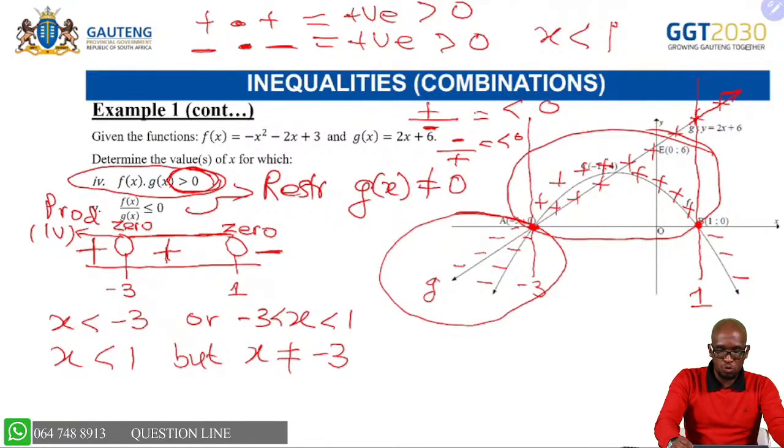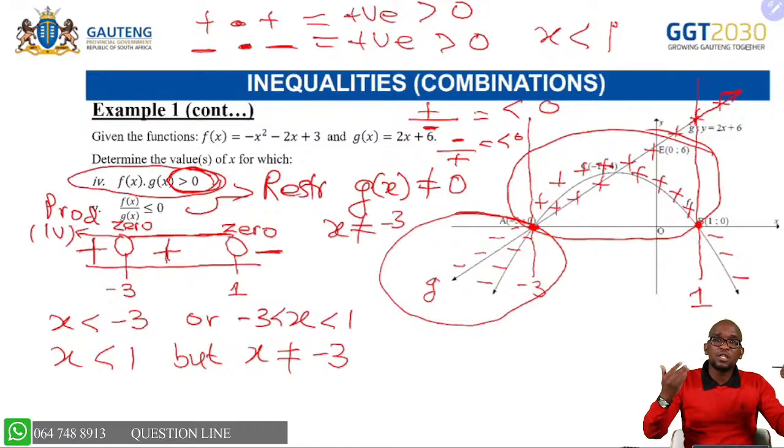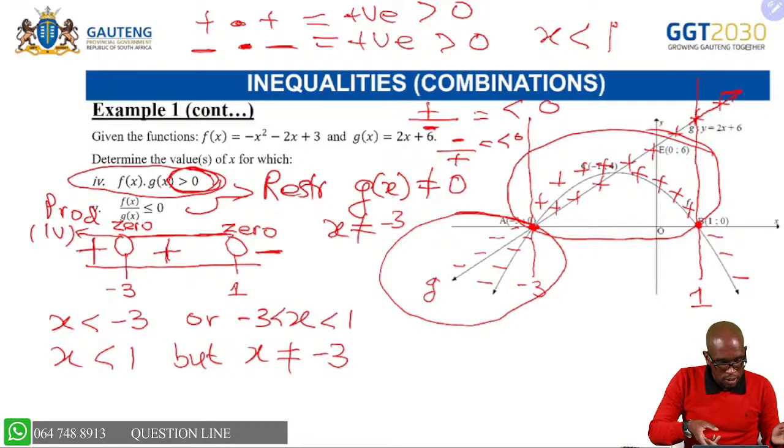What we need to do is check where g of x is equal to 0, and then exclude that value of x. So we're looking at the x-intercept of the graph of g. The x-intercept of the graph of g is -3. So we are saying x cannot be equal to -3. That is what we need to keep in mind when we derive this solution. Right, I'll come back again to this one.